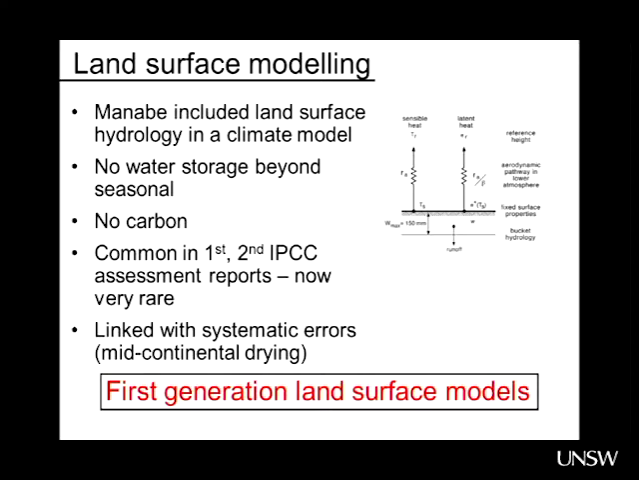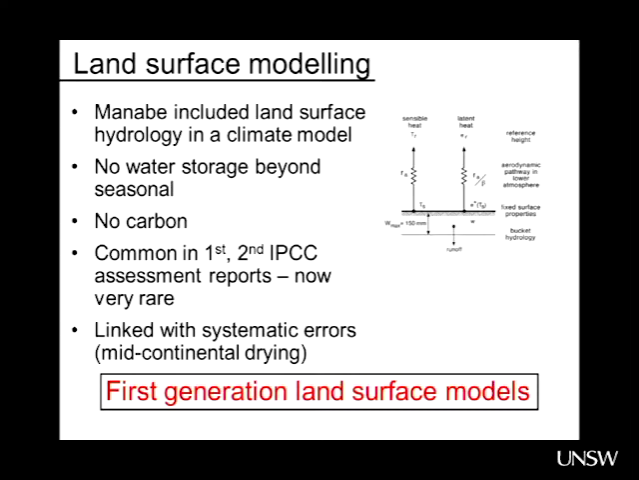It ignored carbon and was still being used in the second assessment report by the Intergovernmental Panel on Climate Change, which was, I think, 1995. So, there are still climate models you can find, very rarely now, that use this very simple global fixed water holding capacity in the soil with very simple parameters, with a very simple partitioning between latent and sensible heat.